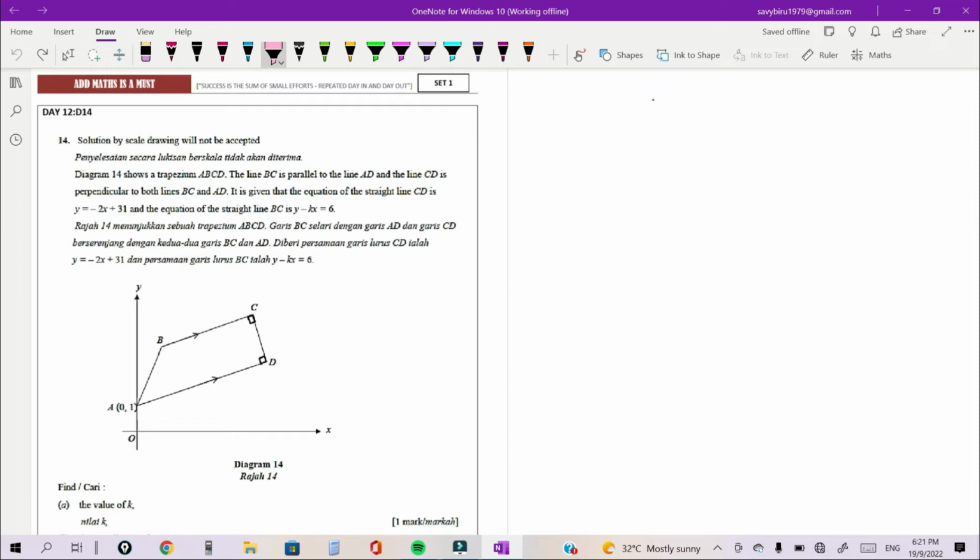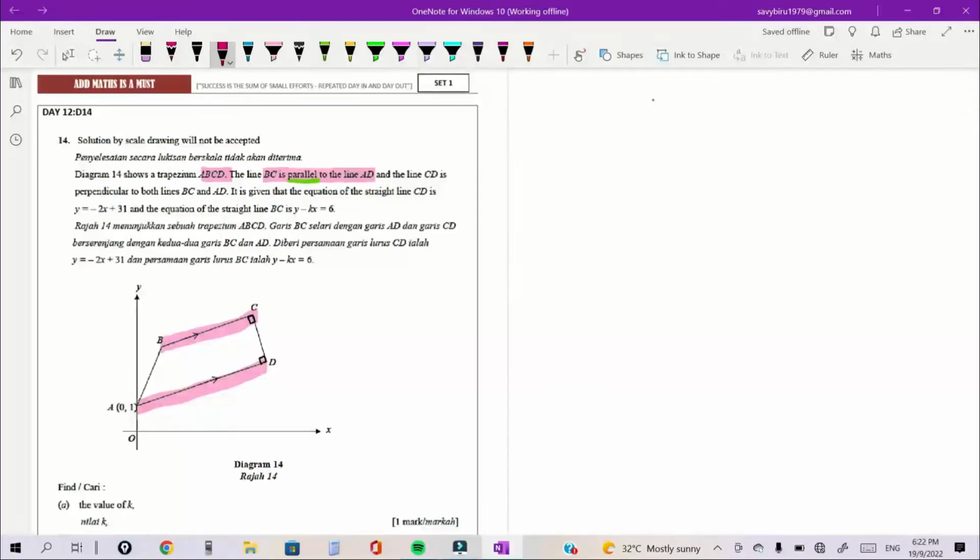At Maths is a Must, Day 12. This is a coordinate geometry question. Diagram 14 shows trapezium ABCD. The line BC is parallel to the line AD. So first of all, you must understand what is the characteristic of parallel lines.